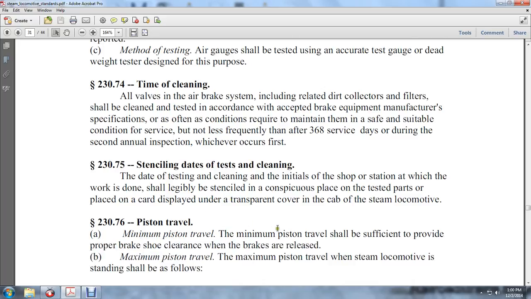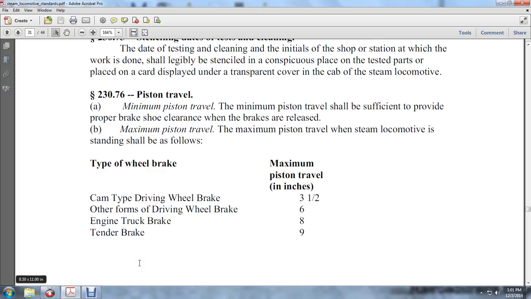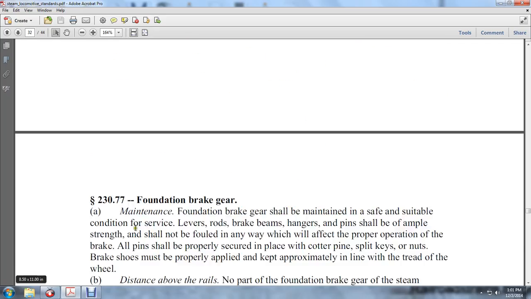Minimum piston travel. The minimum piston travel shall be sufficient to provide the proper brake shoe clearance with the brakes released. The maximum piston travel of the steam locomotive when standing shall be as follows. Type of wheel brake: the cam type of the driving wheel brake is 3.5 inches. Other forms of driving wheel brake is 6 inches. The engine truck brake is 8 inches and the tender brake is 9.